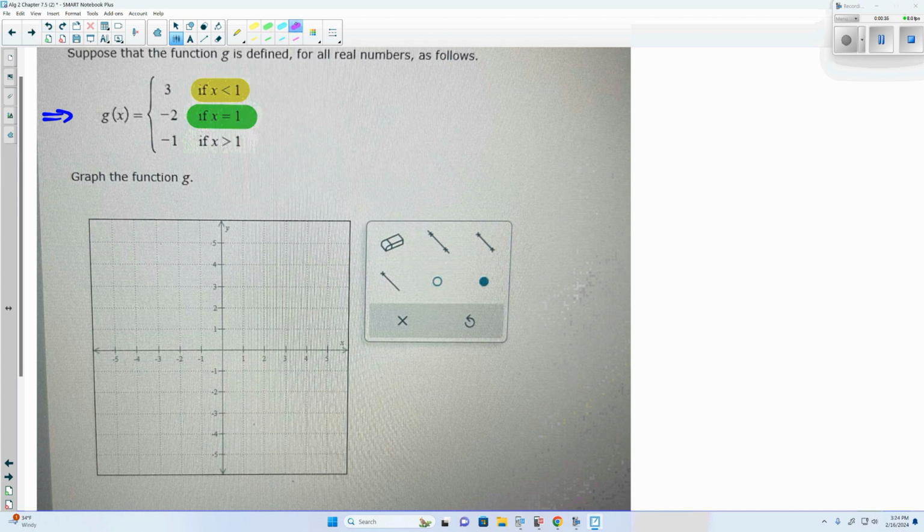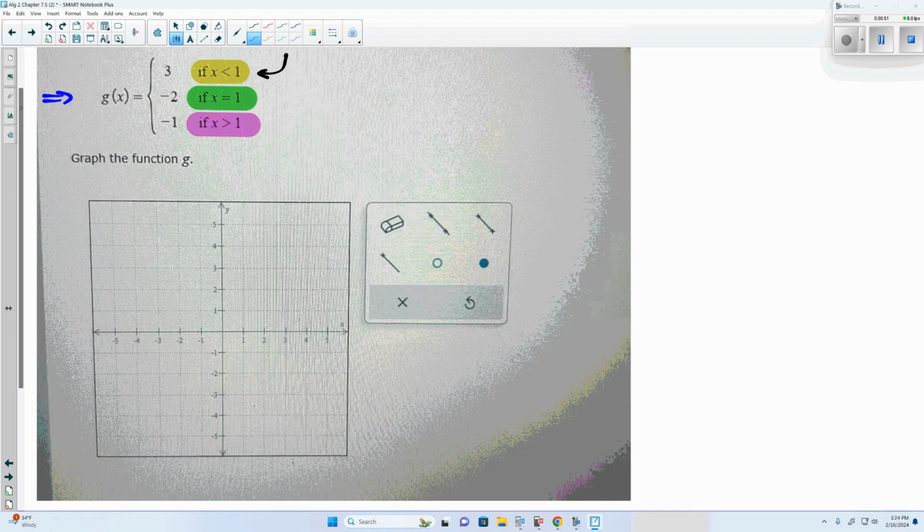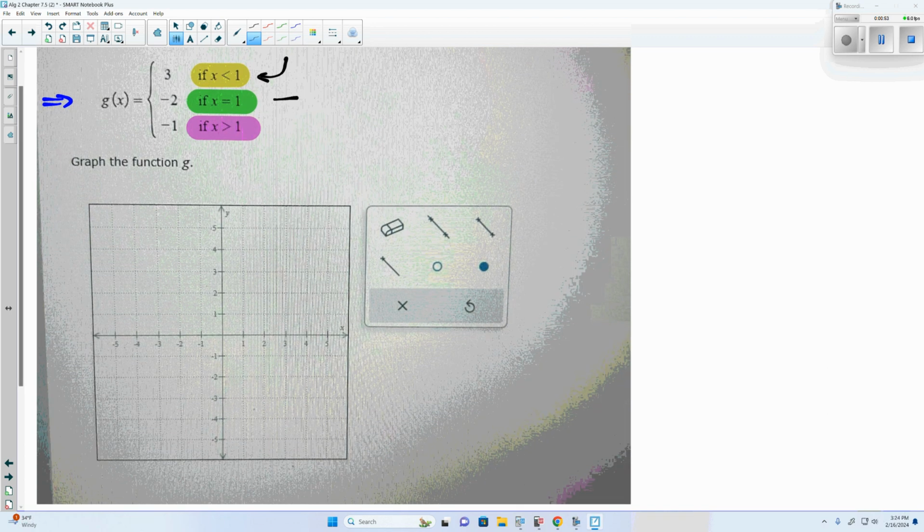Depending on the x value is going to depend on which of these three pieces of the function we'll use. So for the first one, whenever our x values are less than 1, we use it. When our x is equal to 1, we'll use the second. And whenever x is greater than 1, we'll use the third.